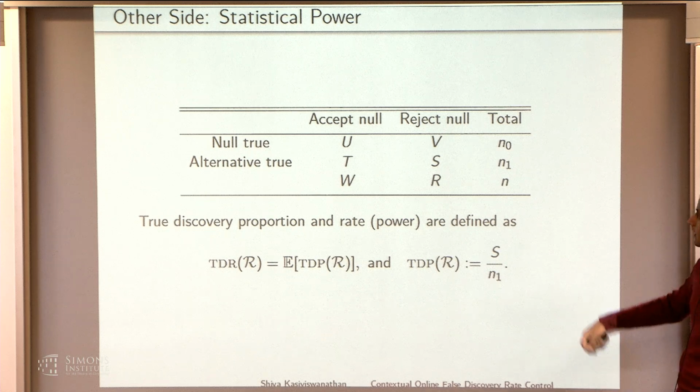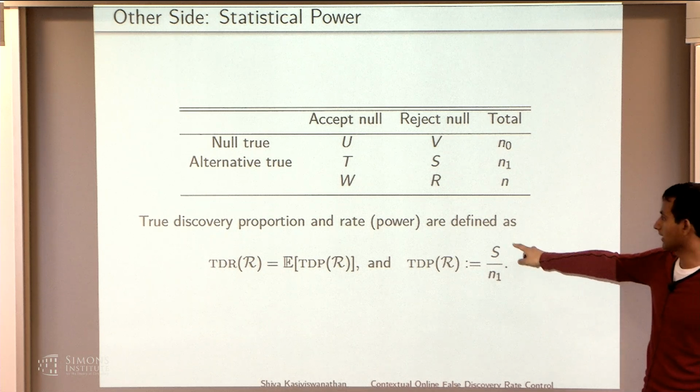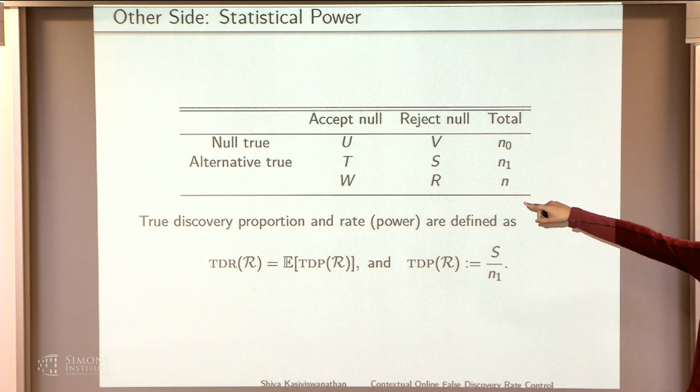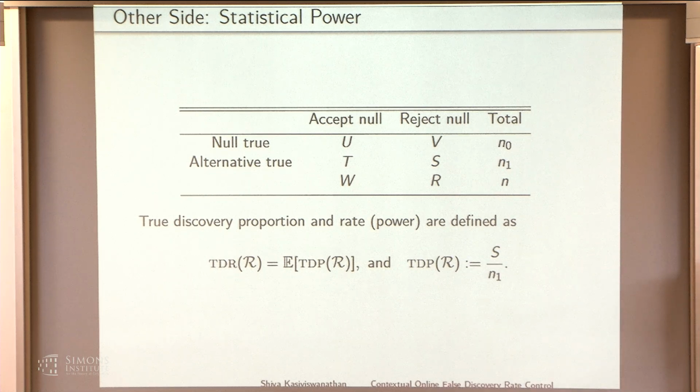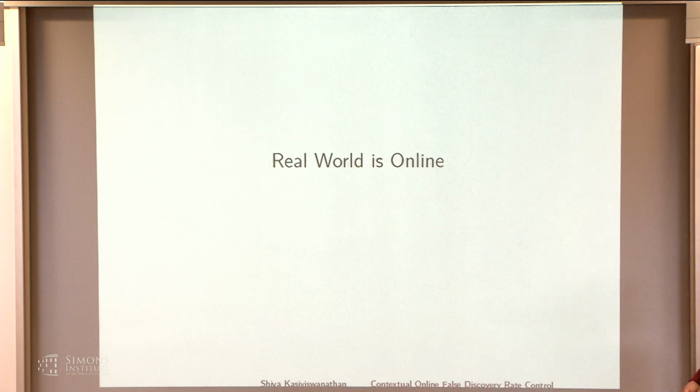That's defined as S, which is where the alternate is true and you reject the null, divided by n1, which is the number of alternates that are true. Again, this is a random variable, and the expected value of this is known as the true discovery rate. So the idea of this entire line of work is to ensure that you control the false discoveries while maximizing the true discoveries. You want to control FDR and you want to maximize this. Okay, so that's what happens in the offline setting.